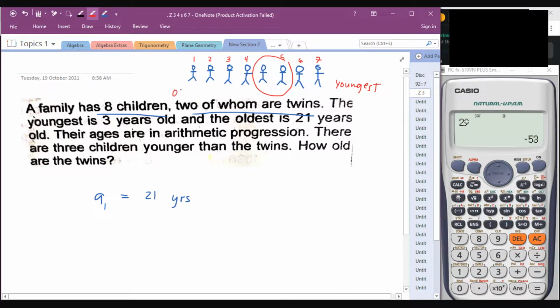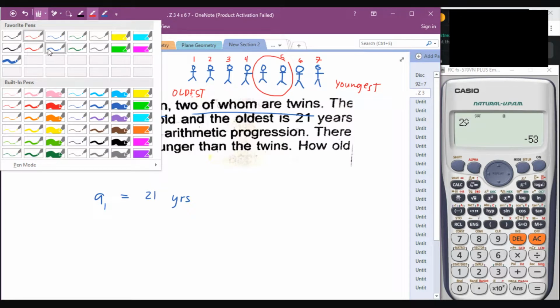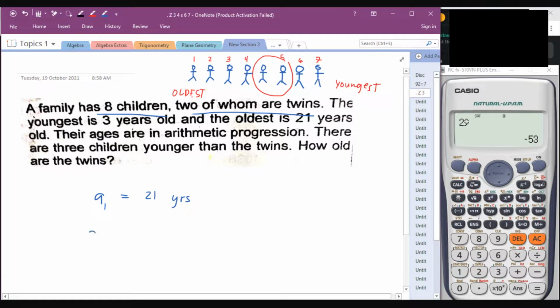This is the oldest, and that is 21 years old. Then the youngest, at order of 7 in the family, is 3 years old. Okay? So it says here, their ages are in arithmetic progression. There are 3 children younger than the twins. So it means the twins are not here. That is not the order of the twins.